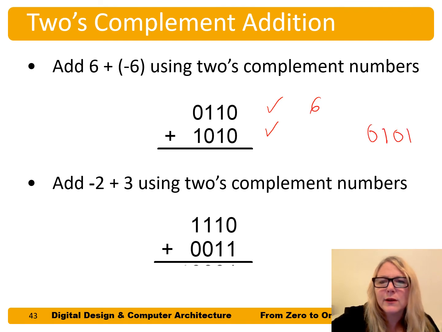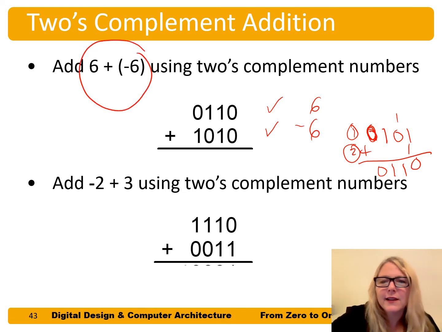0, 1, 0, 1. Invert the bits. That's step 1. Step 2 is add 1. And so we get 1 plus 1 is 0, carry the 1. And so we're adding 6 and minus 6. I didn't already tell you that in the title. And so we're expecting to get 0. So let's see what we get.